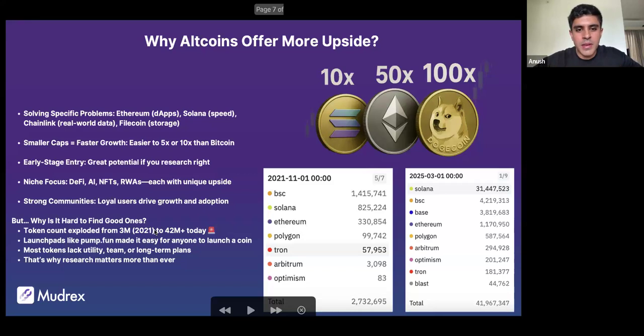Why did this happen? It's largely because of token launch platforms that you might have come across, like Pump.fun and Moonshot as well. These platforms essentially have made it very, very easy for anybody to launch their own token, no coding required. So this is a very big reason for why we've seen a massive increase in altcoins.